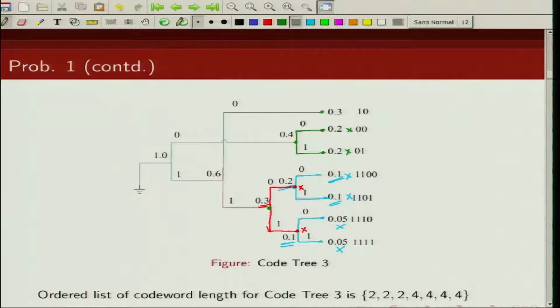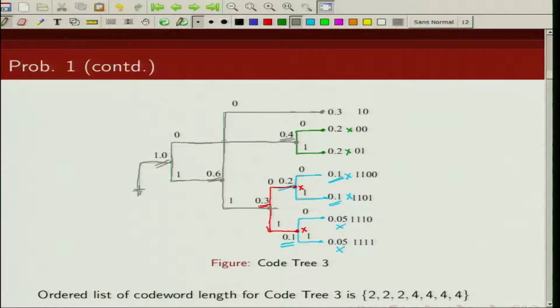So my active nodes here are this one with probability 0.3, this one with probability 0.4, and this one with probability 0.3. So again I combine these two nodes, and I get a new node with probability 0.6, and I have another node with probability 0.4. I join them and create my root node, which has probability 1.